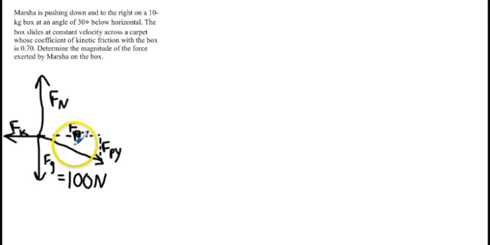Okay, so I've labeled a little bit more here. I've got the pushing force broken apart into its components, calling those FPX and FPY. Then I also wrote the force of kinetic friction over here. So now we can start solving.